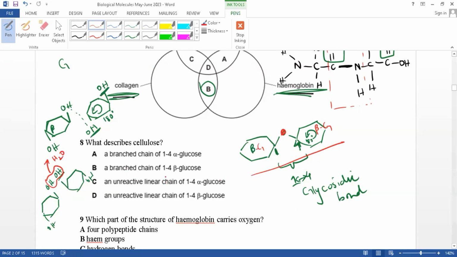So the glycosidic bond is formed, and it is not a branched chain. It's an unreactive linear chain of 1,4 beta glucose. There are no branches in cellulose. Cellulose is unbranched. It has 1,4 glycosidic linkage. It is linear. So that is the correct description: 1,4 beta glucose, linear chain, unreactive because it does not have branches. So it is not very reactive. Is this thing clear to you?